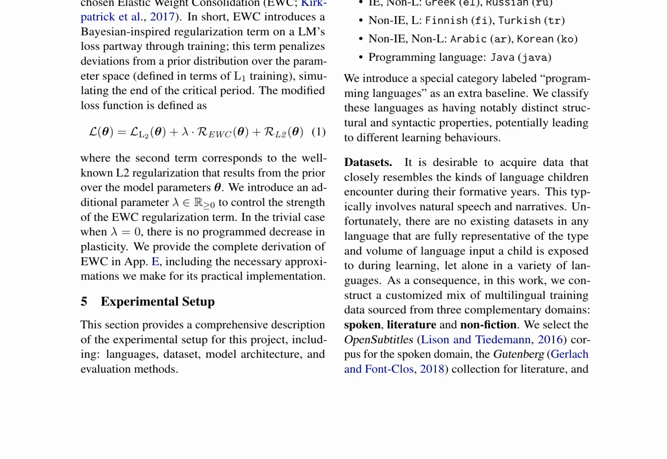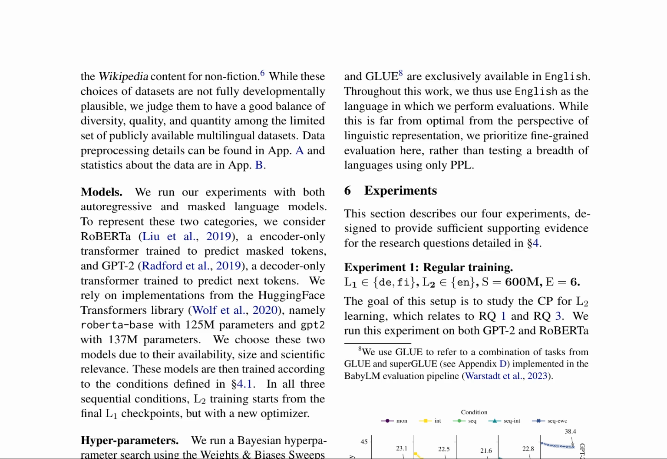A customized mix of multilingual training data is sourced from three complementary domains: spoken, literature, and nonfiction, using the OpenSubtitles Corpus, Gutenberg Collection, and Wikipedia Corpus, respectively. Researchers employed two multilingual datasets, Wikipedia and Gutenberg, to assess the performance of their language models. These datasets, while not developmentally plausible, strike a balance between diversity, quality, and quantity. Data preprocessing details are outlined in appendices.